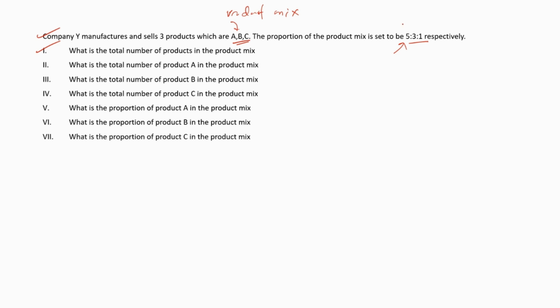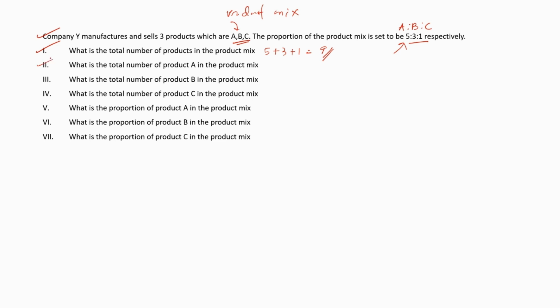This simply means in this product mix, there are 5 units of product A and 3 units of product B and 1 unit of product C. So in order to calculate the total number of products in the product mix, we have to add these values together. So this is the total number of products in the product mix, which is equal to 9.